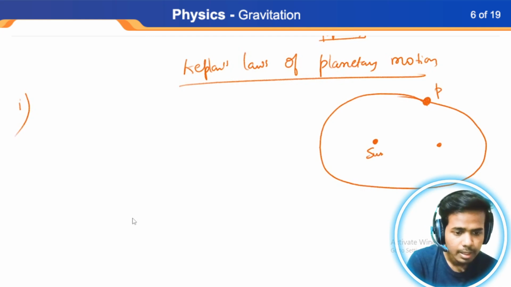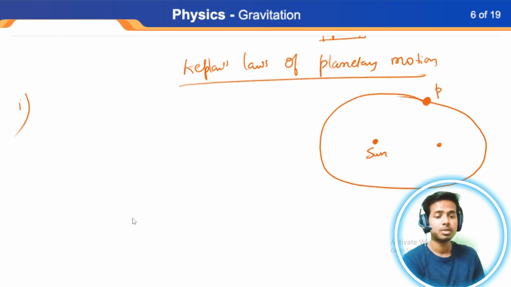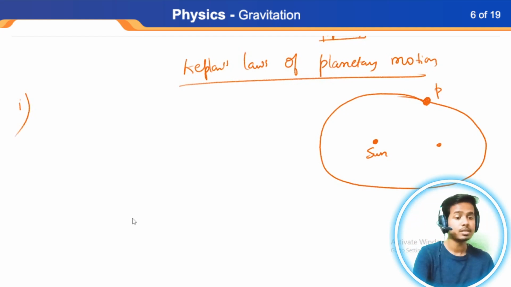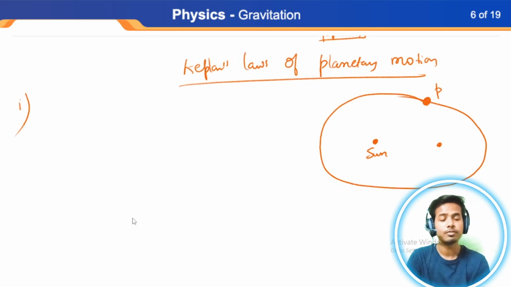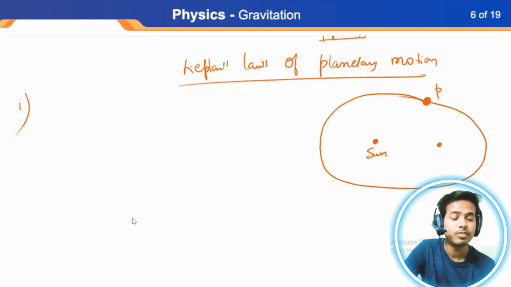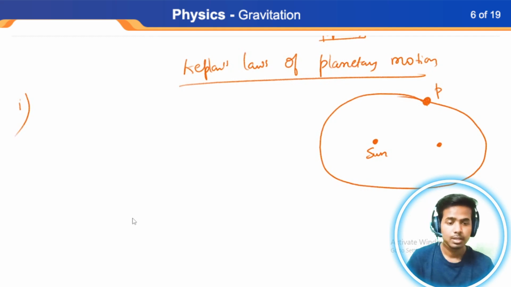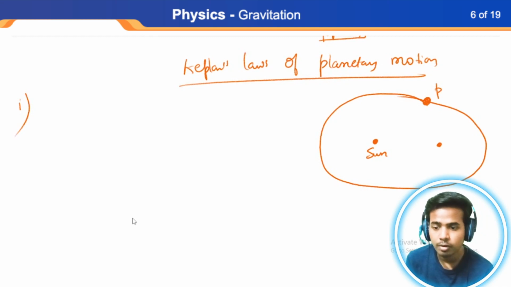Actually, in astronomy, we know that there are certain solar systems in which there are two suns inside a planetary motion. Both of the suns are at the focus of the elliptical orbit. But in our solar system, there is only one sun, which is at one of the foci of the elliptical orbits of the planets. All right, that is the first law of Kepler.